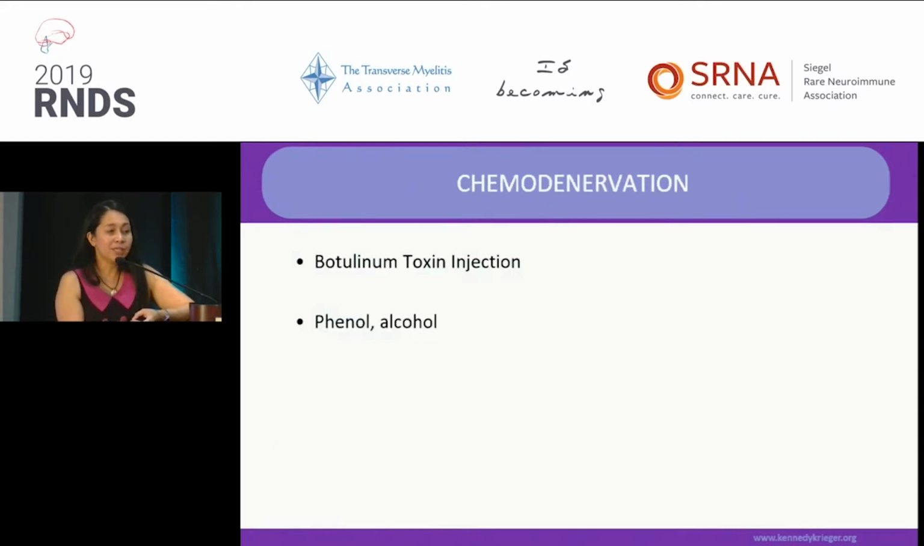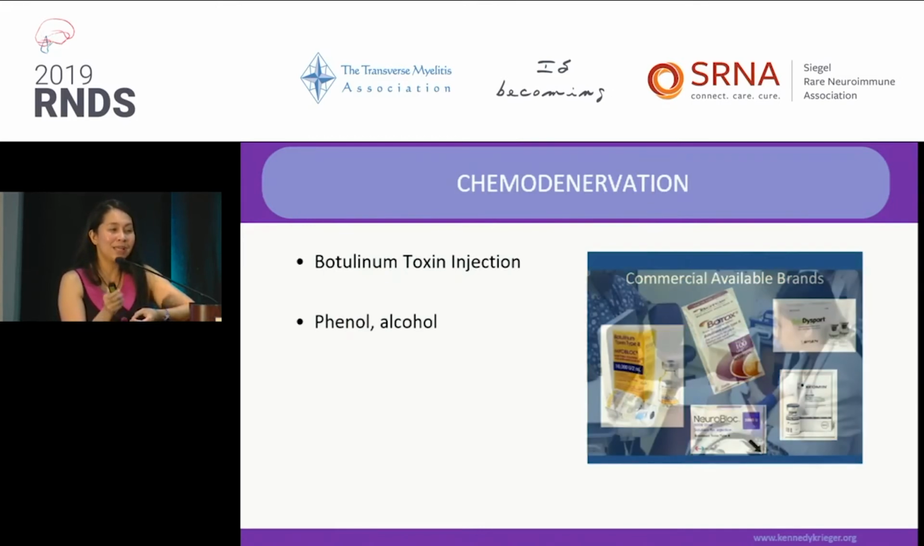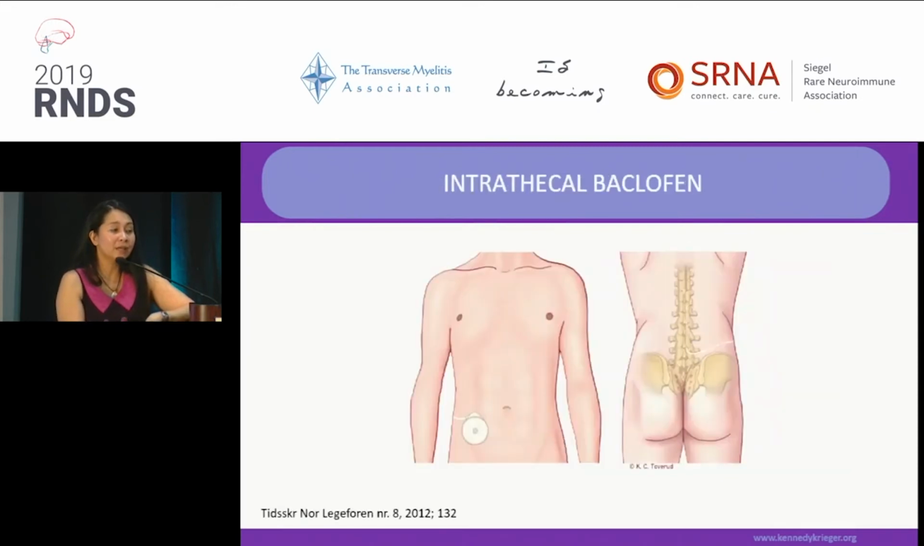All right, so chemodenervation. We do Botox a lot, okay, and phenol and alcohol. I'm sorry I have to slide through with this one. That's me doing Botox injections. I do it if it's only one muscle, a focal spasticity, I would end up doing that.